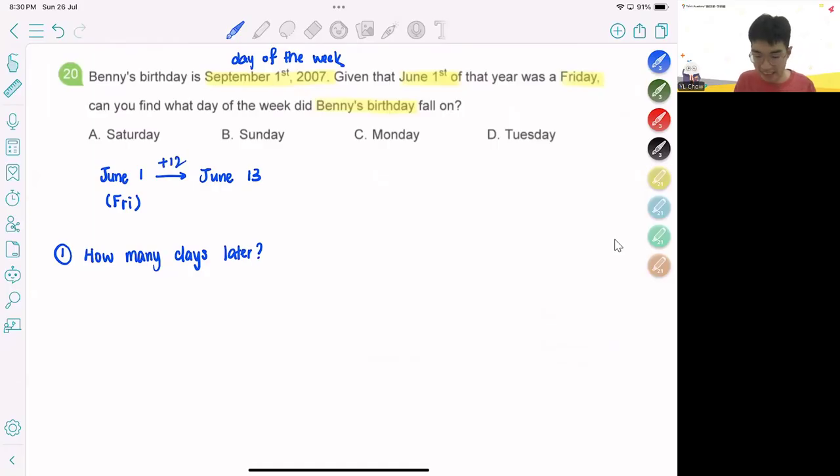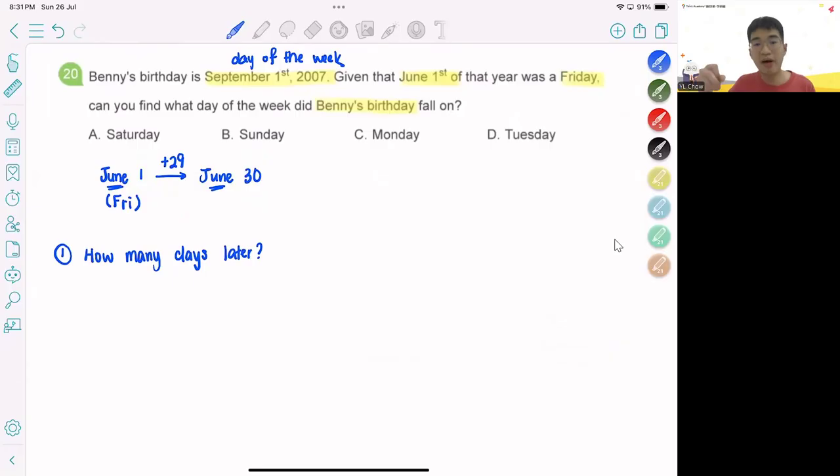Now, what do you notice? In this warm-up case, my starting date and the ending date are both from the same month, and for the dates 1 to 13, the number of days later is simply 13 minus 1. So instead of considering 1, 2, 3, 4, 5 one by one, maybe I can just go to the end of the month, the last day of June. How many days are there in June? There are 30 days. So from June 1 to June 30, how many days later would it be? 30 minus 1, there are 29 days.